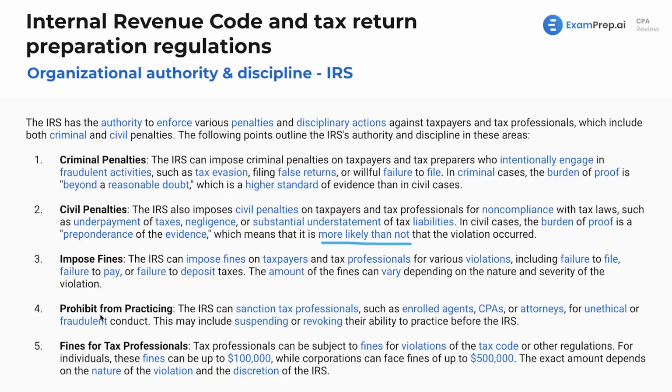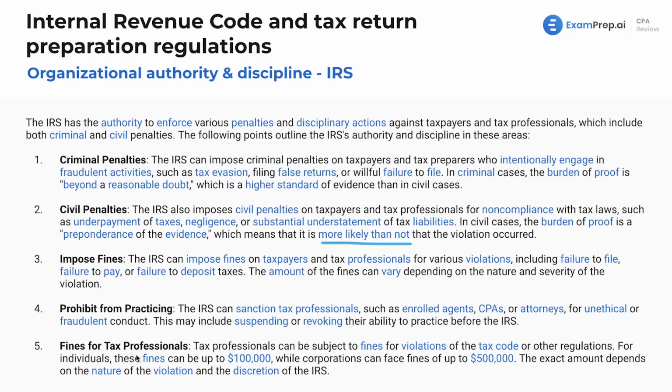Next, we've got the prohibition from practicing. The IRS can sanction tax professionals, such as enrolled agents, CPAs, or attorneys, for unethical or fraudulent conduct. This can include suspending or revoking their ability to practice before the IRS. You see that as very much something that all these organizations can do. At the very least, an organization has the authority to prevent people from practicing before them or anything within their arm's length. That's something that any organization will be able to do.